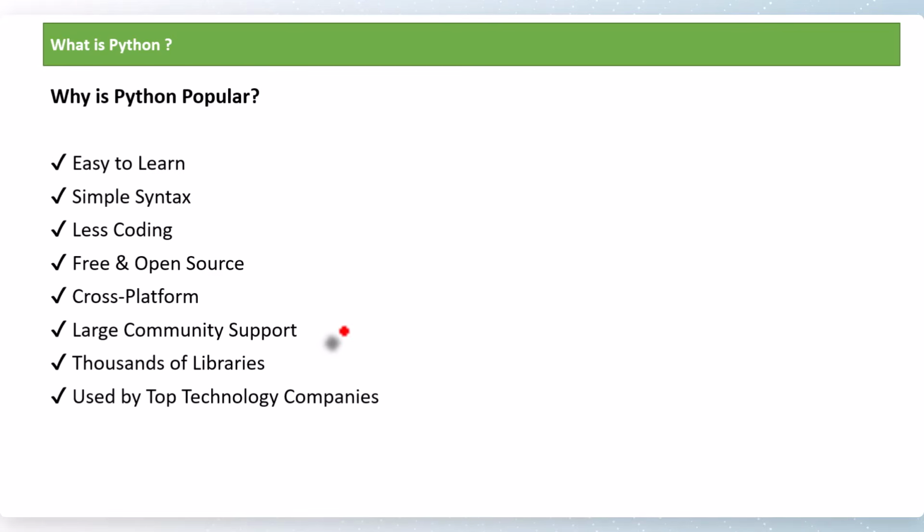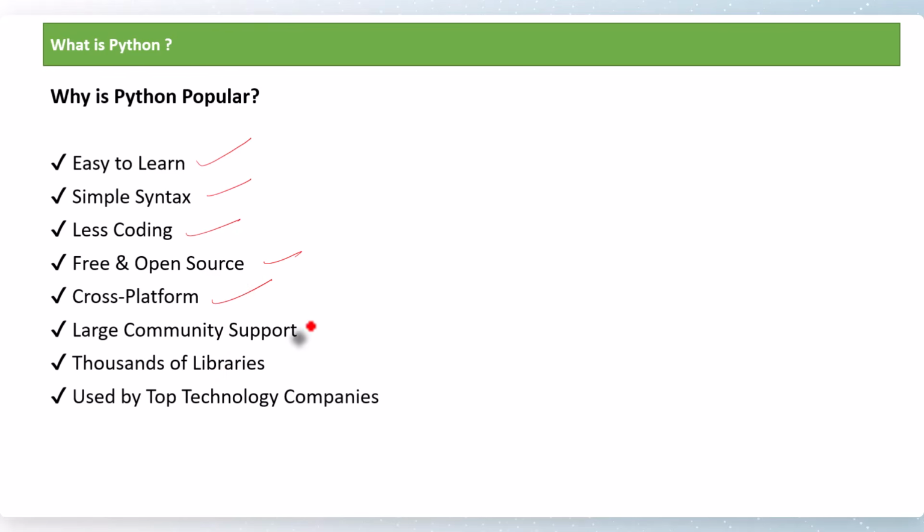Why is Python so popular? There are several reasons. Python is easy to learn. It has very simple syntax compared to other programming languages, and less coding. Python is a free and open source programming language. And it is also a cross-platform language. Even you can write in one operating system and you can execute that program in another operating system also.